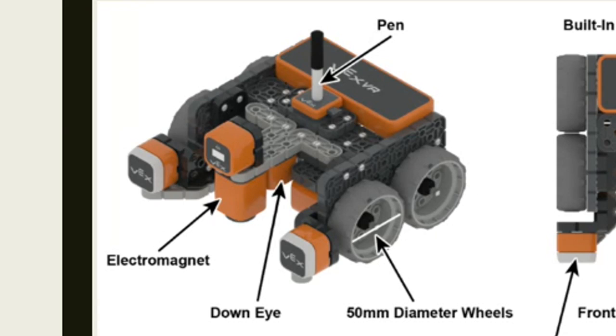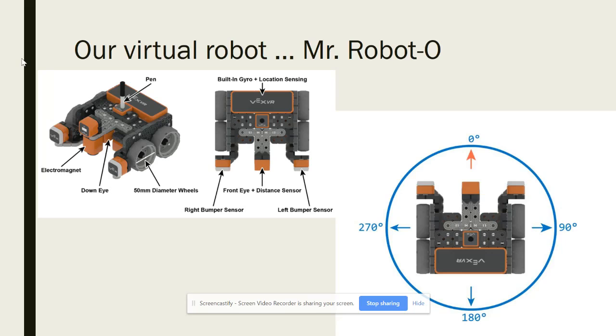It also has an electromagnet at the bottom to pick up metallic discs, as well as a down eye to recognize lines to follow. There's 4 wheels, each 50 meters in diameter. Those 50 meters will come in handy when we realize that the length of one square is 200 millimeters. So we're looking for four full rotations of those wheels.